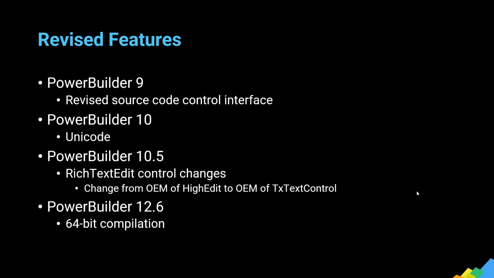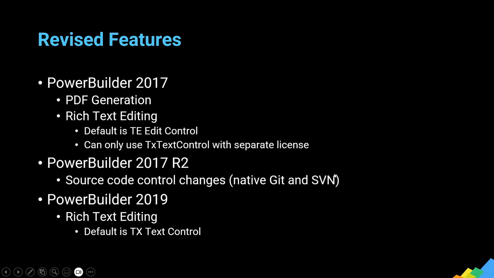PowerBuilder 10 is where we moved from ANSI to Unicode. PowerBuilder 10.5, there was a change to the rich text data control. Prior to 10.5, PowerBuilder was using an OEM of a product called HiEdit, which had been long discontinued by the vendor, and so they switched over to the TX Text Control. PowerBuilder 12.6 is where we first got the ability to do 64-bit compilation. PowerBuilder 2017, we had PDF generation before using Ghostscript or XSL-FOP, but now what we got is the native ability to do PDF generation.